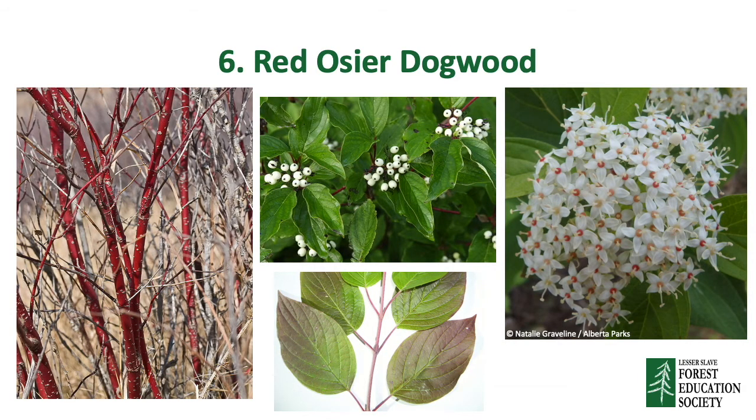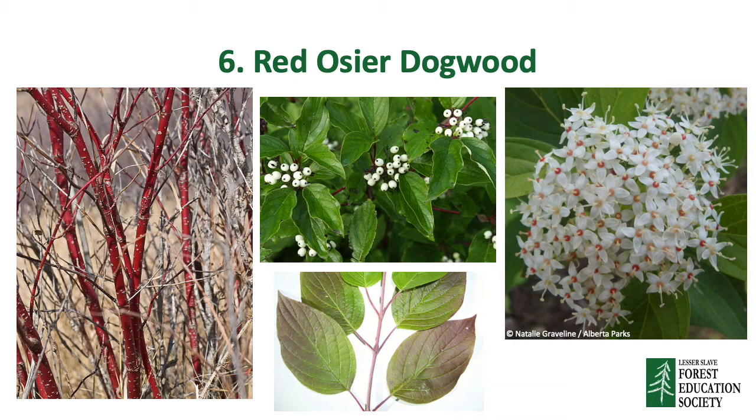Plant number 6, red osier dogwood. The easiest way to identify dogwood is by its bark. This shrub has bright red stems and branches. Both the branches and the leaves are arranged oppositely, or across from each other. The leaves have a smooth margin and a pointed tip.